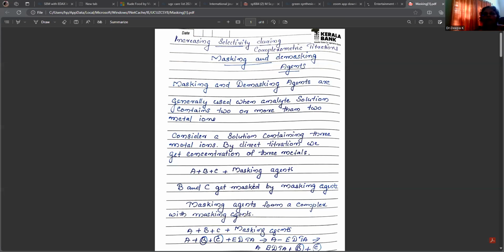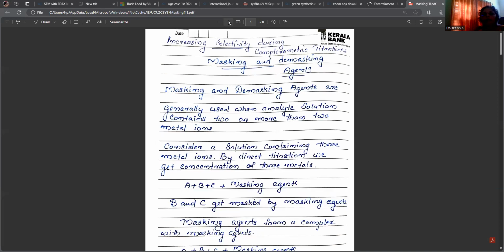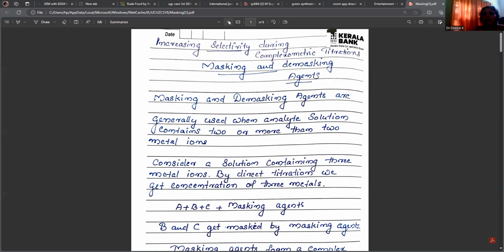Hello. Today's topic is increasing selectivity during complexometric titration. How to increase selectivity during complexometric titrations, and one of the methods to increase selectivity.